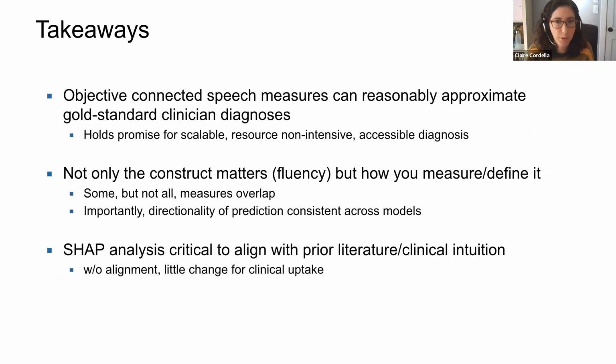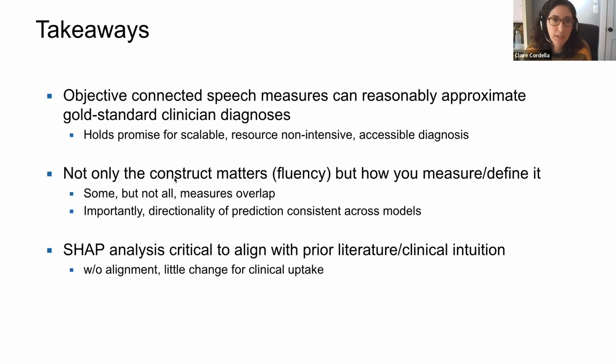I think we're still exploring, but in the interest of time, I'll wrap it up here. We see that objective connected speech measures can reasonably approximate gold standard clinician diagnosis. That's kind of a relief. Again, our accuracy values aren't through the roof, but they're not abysmal either. That's promising and gives us a reason to interpret the SHAP values, where we wouldn't otherwise if they were performing abysmally. And this hopefully holds some promise for resource non-intensive, accessible diagnoses, because these are just audio files and the associated transcripts.